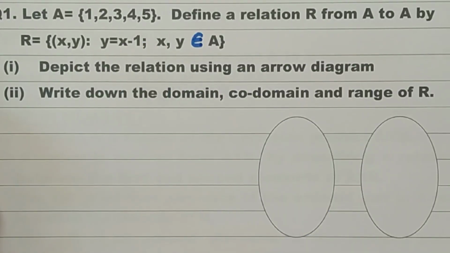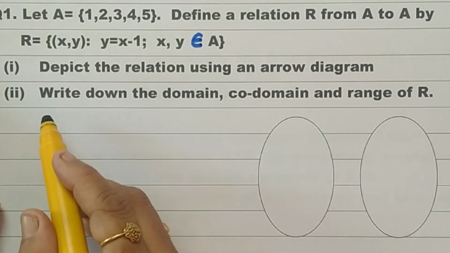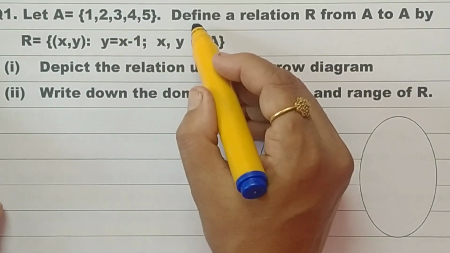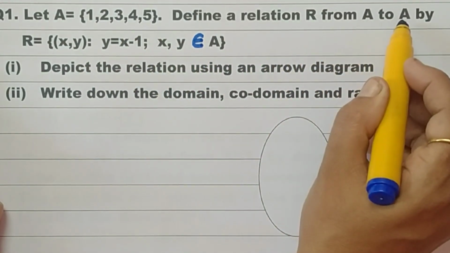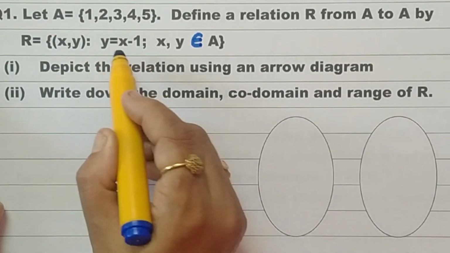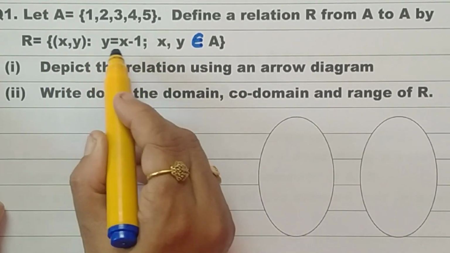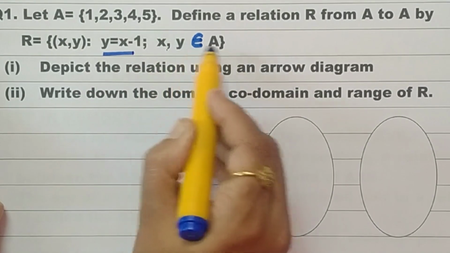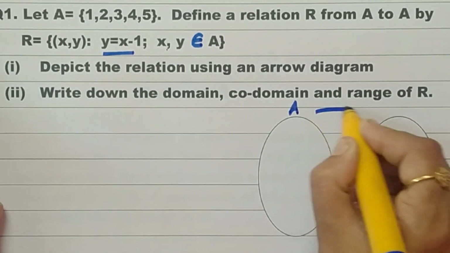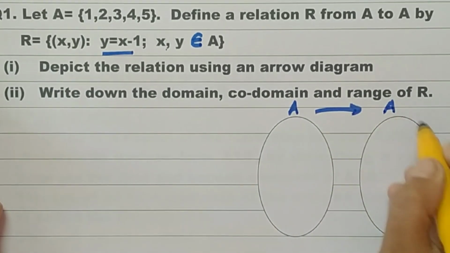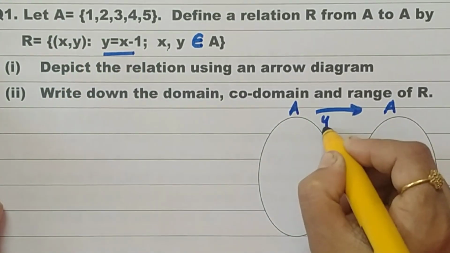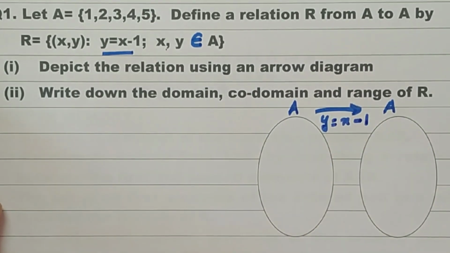I am going to do the problems based on relation. First question. Let A equal the set 1, 2, 3, 4, 5. Define a relation R from A to A by R equals the set of all ordered pairs x, y such that the second element y equals the first element x minus 1. Y equals x minus 1 is the relation. X and y both are elements of A, because the relation is defined from A to A itself. The condition is that y equals x minus 1 is the relation defined here.